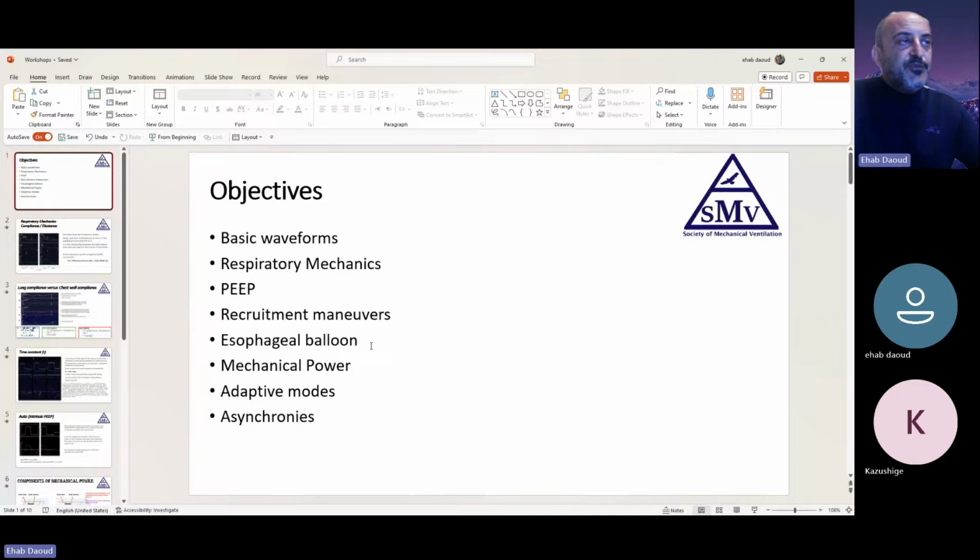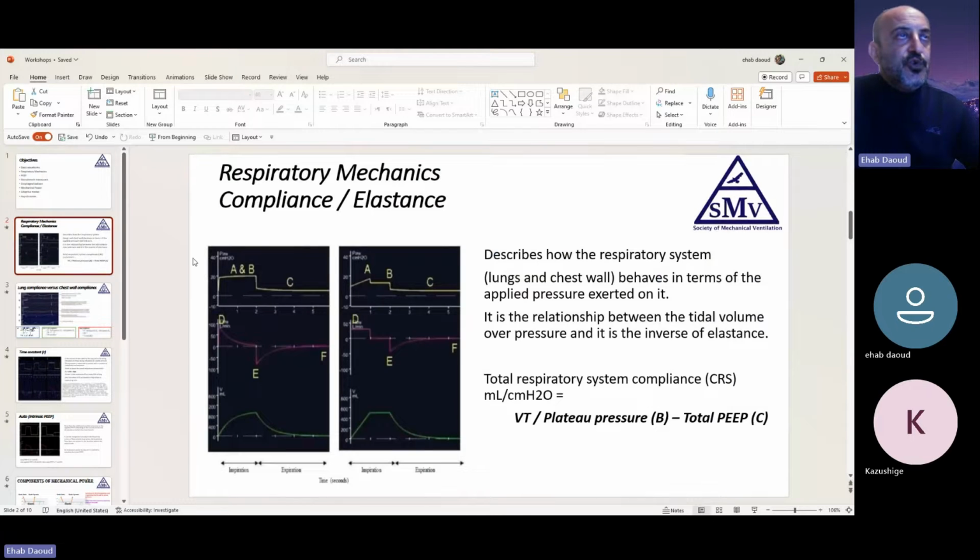So again, the objectives are we're going to talk about basic waveforms, respiratory mechanics, PEEP, recruitment maneuvers, esophageal balloon manometry, and transpulmonary pressure, mechanical power, adaptive modes, and asynchronies. And I'm sure you all know those. Those are simple, basic stuff, but we'll just go through them quickly.